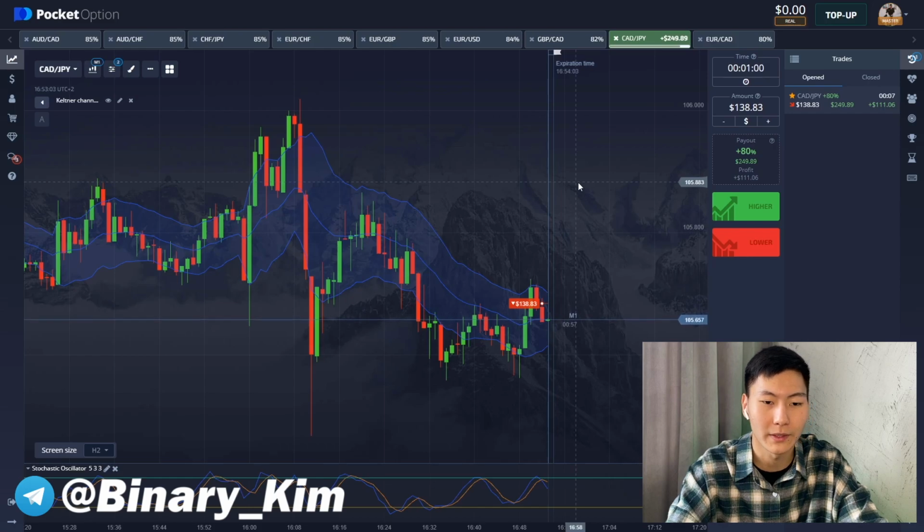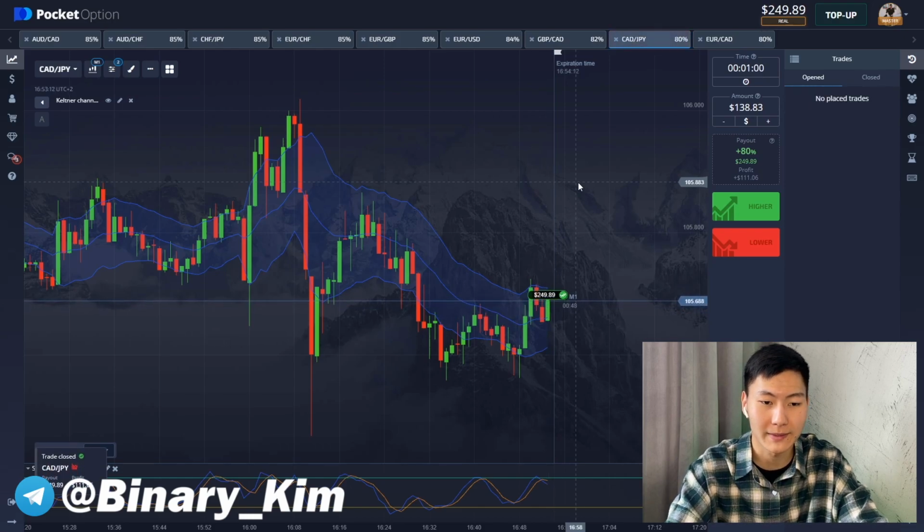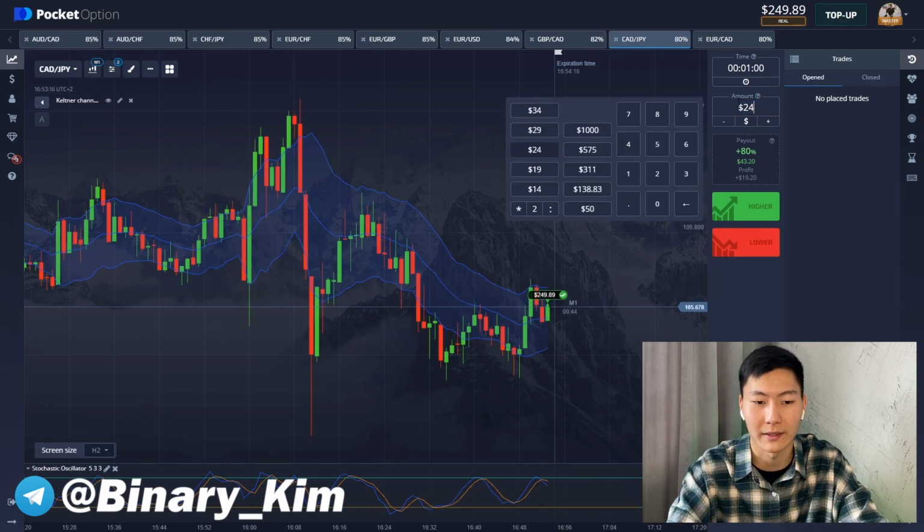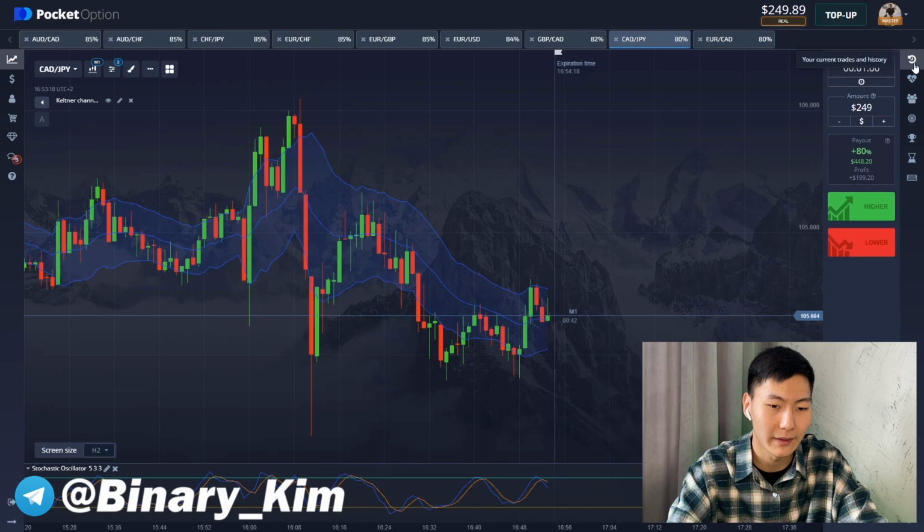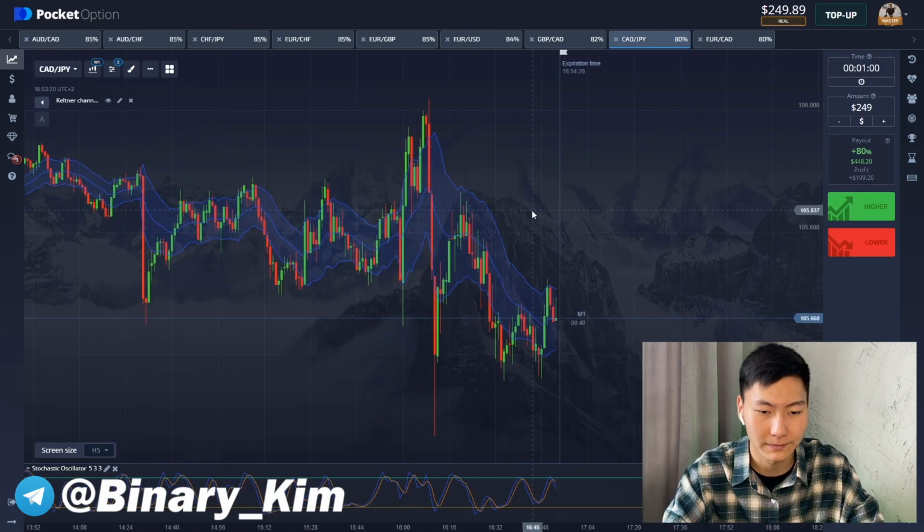So far so good guys. There are 5 seconds left before the closing, and this position will be in profit guys, and we got $249 on the balance. And let's change the trade amount and carry on the trading session.